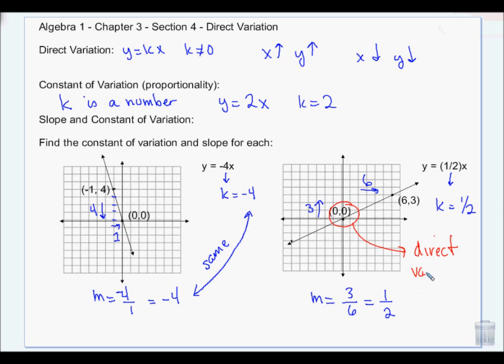Direct variations always pass through 0, 0. See, they're here and here. So you can find the slope of any line no matter where it is on the graph. You could find a slope of some line way up here. But if it's a direct variation, it has to cross through 0, 0.